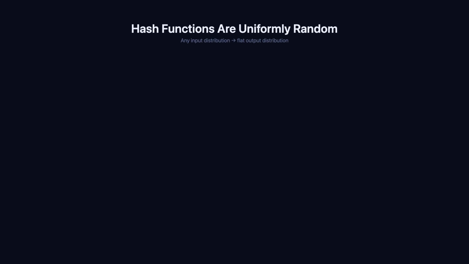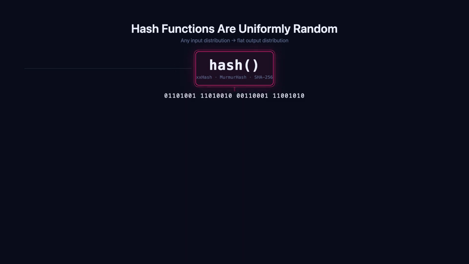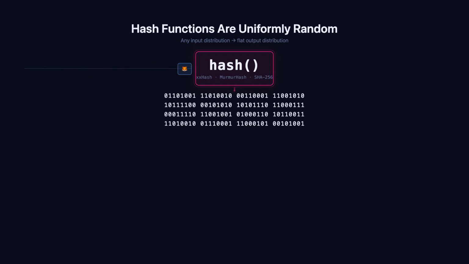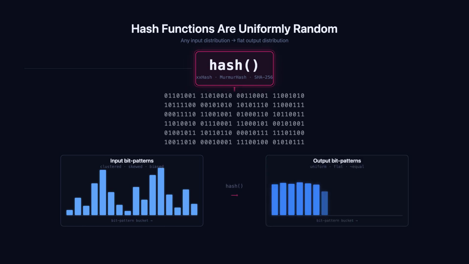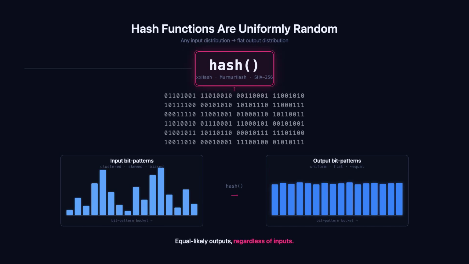Before we count anything, one fact about hash functions. A good hash function, anything cryptographic, or any modern non-cryptographic hash like xxHash or MurmurHash, has a specific property. The output bits are uniformly distributed. If you feed it any stream of values, clustered, skewed, biased, doesn't matter, the output bit patterns look statistically indistinguishable from random. Each output bit is, on average, a fair coin flip. This is the hidden gift we're going to abuse.